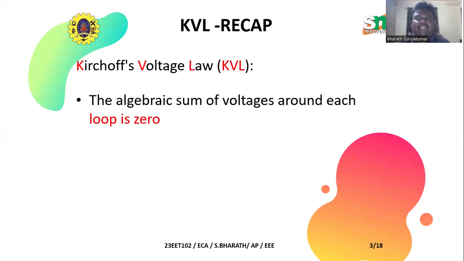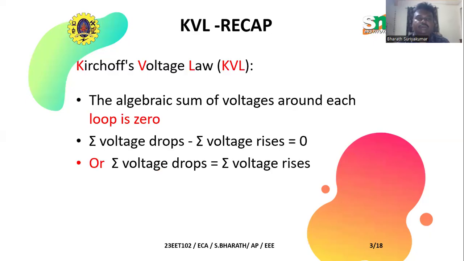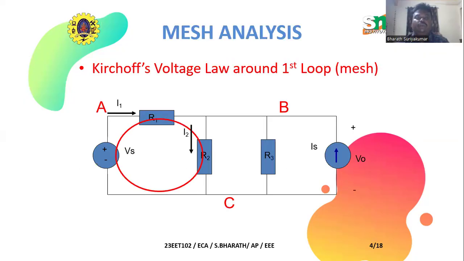Come, let's have a small recap of Kirchhoff's voltage law. As we all know, what is Kirchhoff's voltage law? The algebraic sum of the voltages around a loop is equal to zero, or the amount of potential rise is equal to the potential drop, or rise minus drop equals zero. This is the definition of Kirchhoff's voltage law, or drop minus rise is equal to zero. With this small definition, we will move on to forming a loop or mesh for a given circuit.